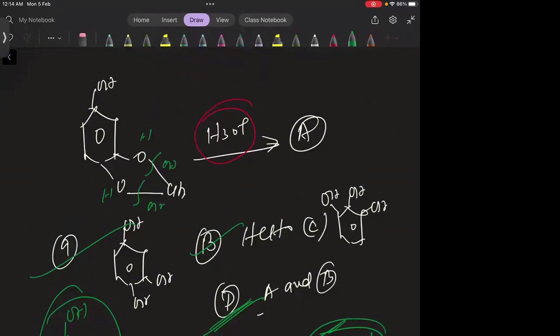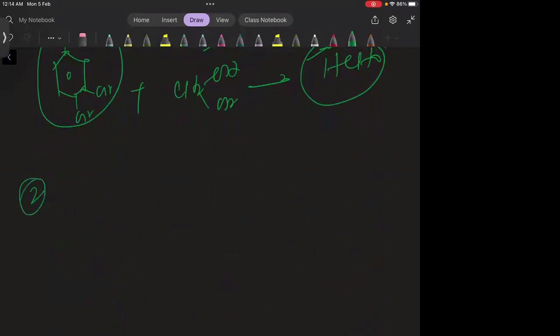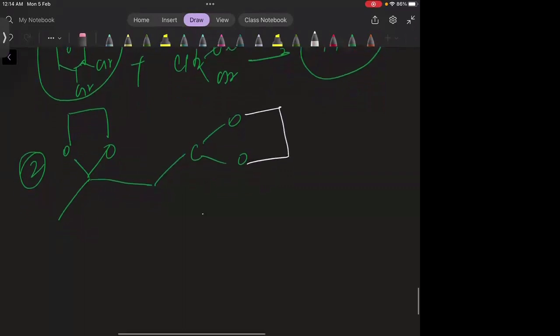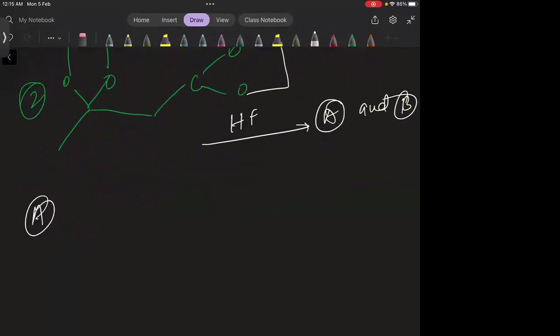Now, students, next question, just to understand what will happen. See here, the second question. You have been given this compound with O, O, and C, O, O, CH2, correct? And this compound is the reactant. Now H plus you have taken, so what will A and B form? Now I give you the options. Option A.